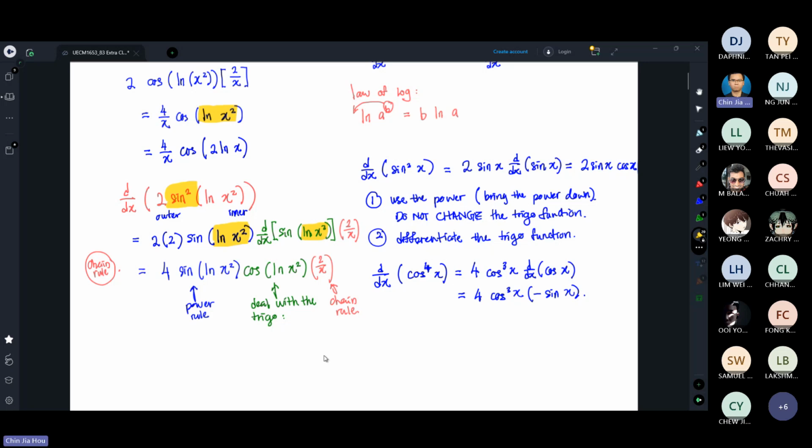Okay, so that is the more complicated question. Anyone have any confusion on this part? No question? Okay, fine. Let's move on.